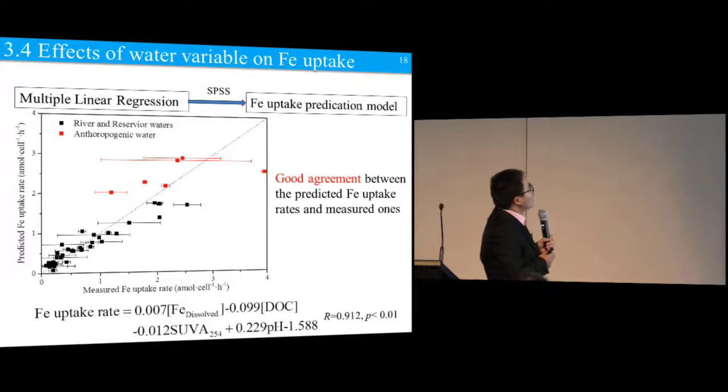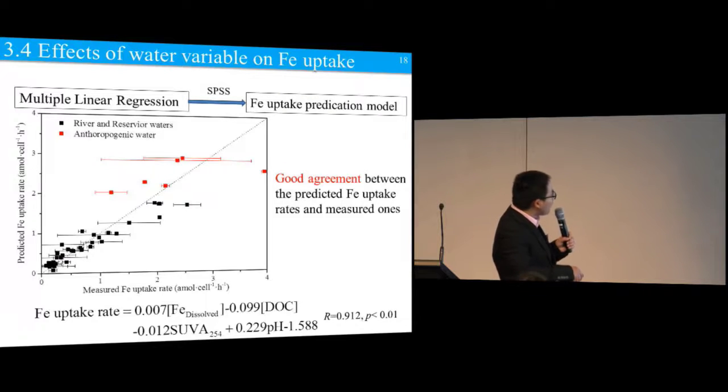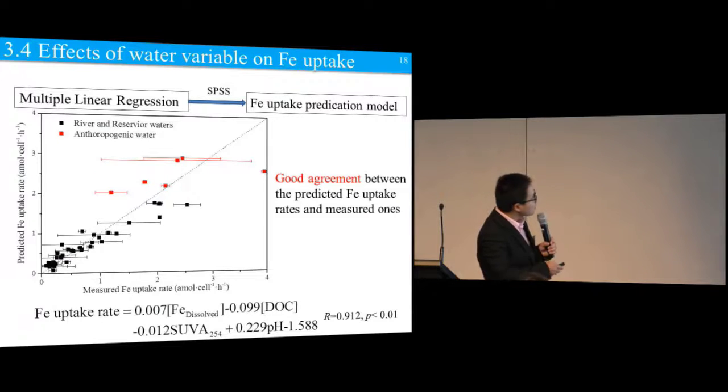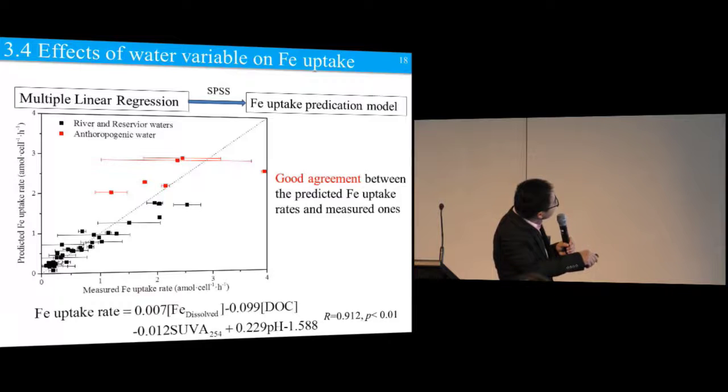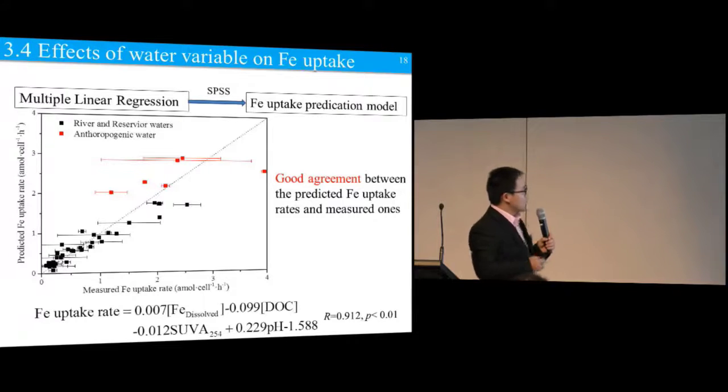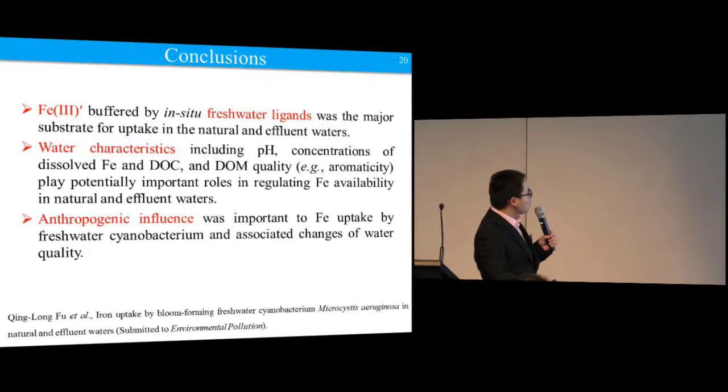In the next step, based on multiple linear regression, we built this uptake model. We found that our uptake model can reasonably predict iron uptake in the Sagami waters. This is the 1 to 1 line. We see that in most cases the points are around this 1 to 1 line. But you see, for the anthropogenic water, the deviation is larger, so it means that anthropogenic inputs affect iron uptake largely. And then this is my conclusion.